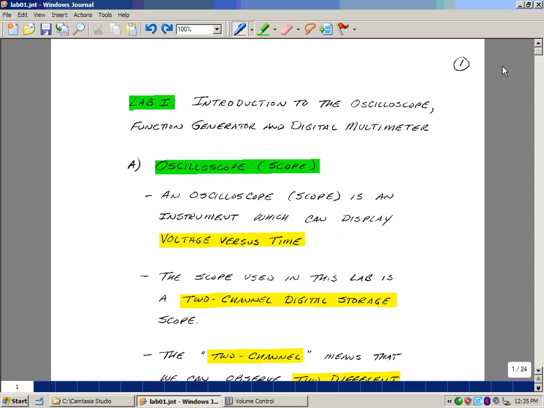Welcome to ECE 345 Lab. This first lab we're going to take a look at an oscilloscope, a function generator, and a digital multimeter.